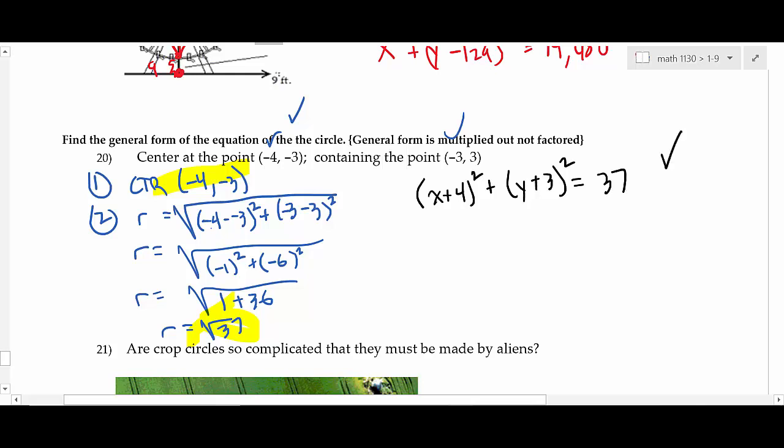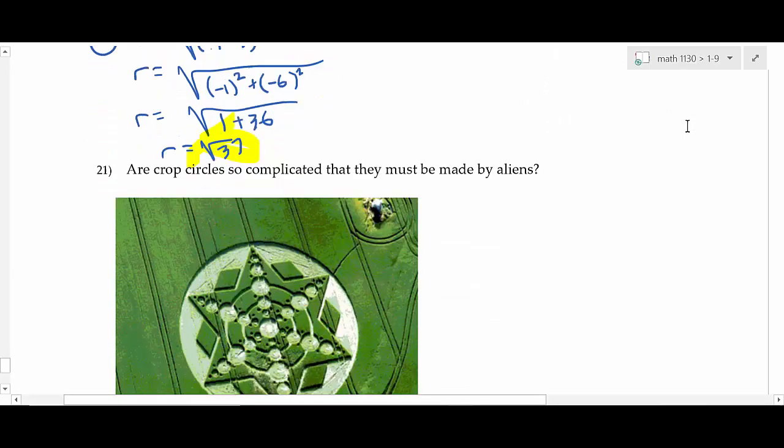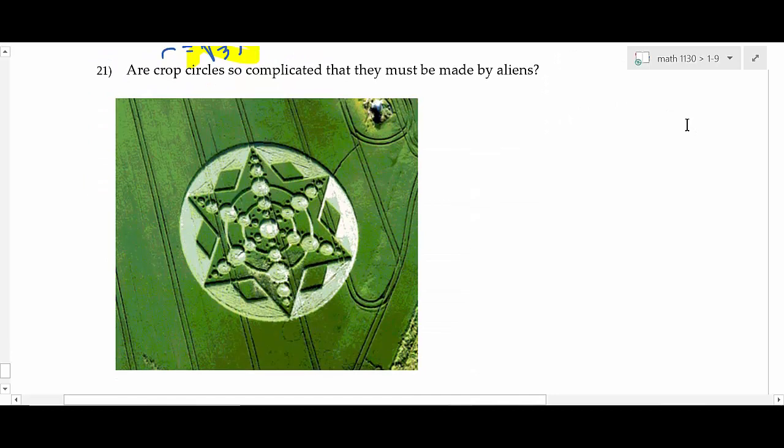All right. Is everybody okay with what I've done with circles? I have a question on 21. Oh, my crop circle thing? Yeah, what's your question? No, I just questioned the question itself. You questioned the question? Yeah.